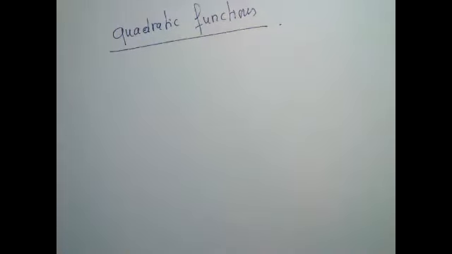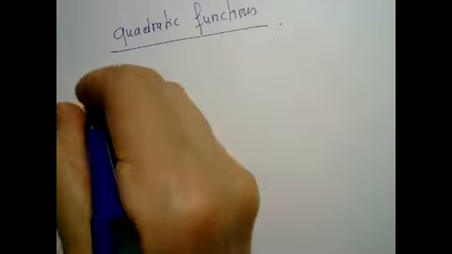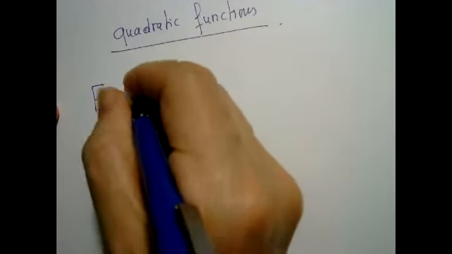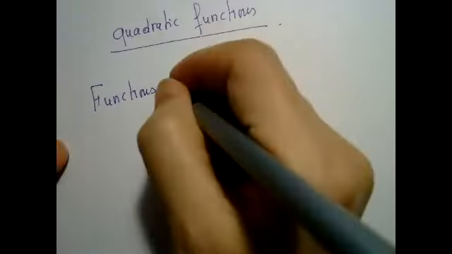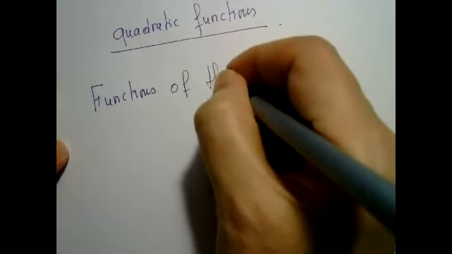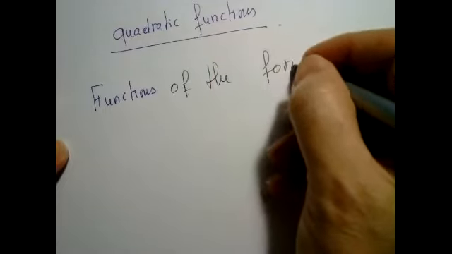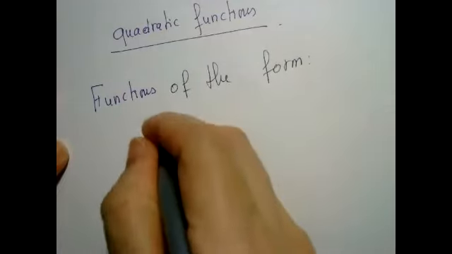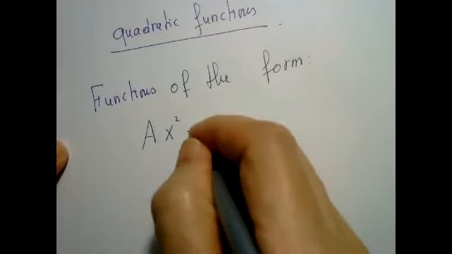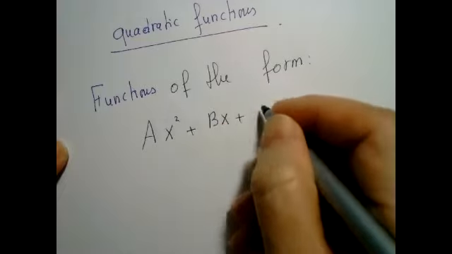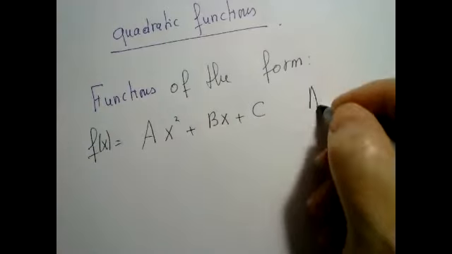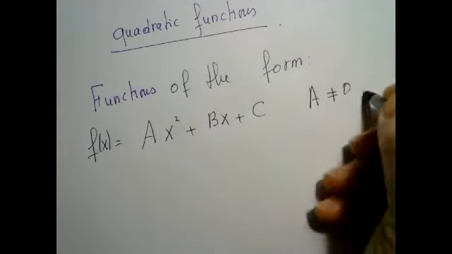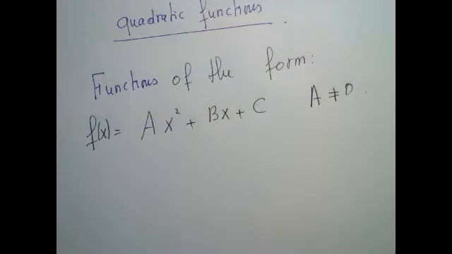So remember last time we talked about quadratic functions. Today we look at functions that have a very specific format. Their form, meaning the way they look, is ax squared plus bx plus c, where my a is different from 0. Those are the quadratics.